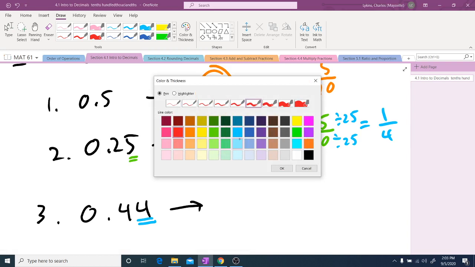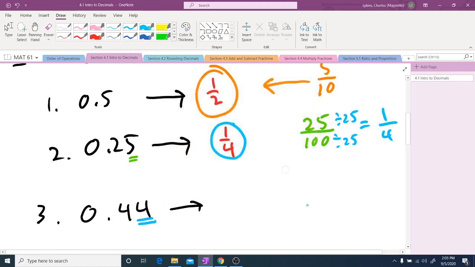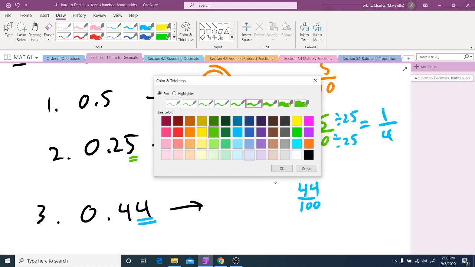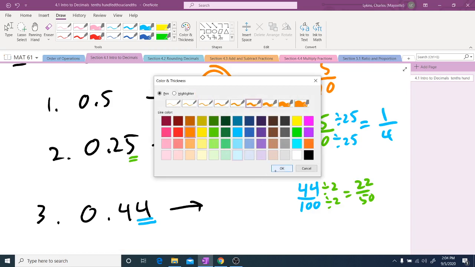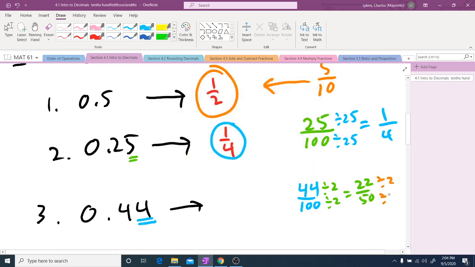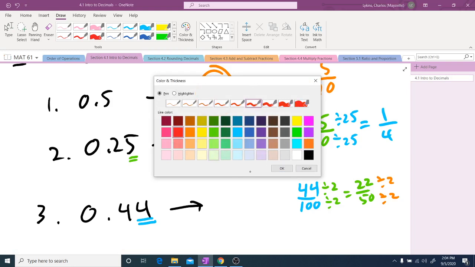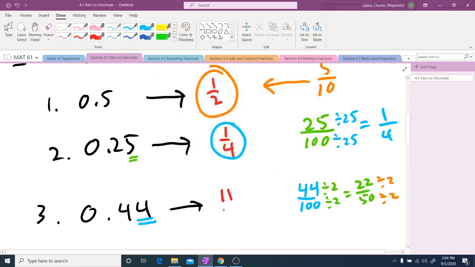Same thing with here. That 4 is in the 100th, so you would say 44 over 100. Now, we can divide it by 2, and you get 22 over 50. Then you also can divide it by 2 again, which would be our final answer, because that goes into 11 over 25. We cannot reduce any further.